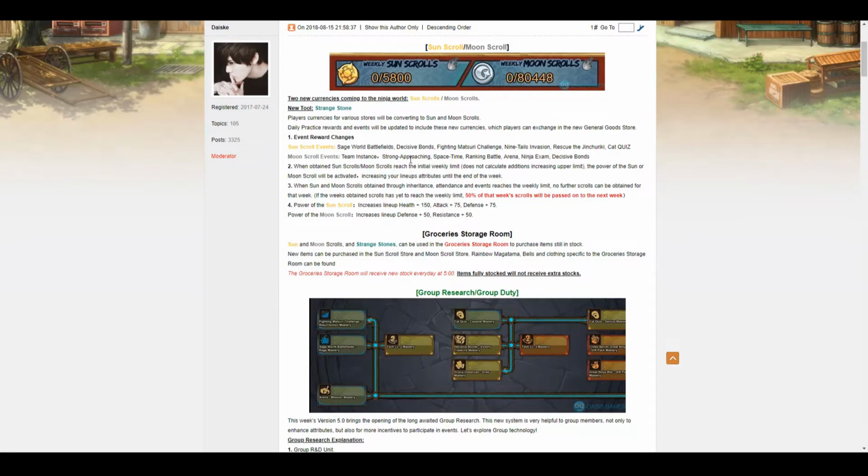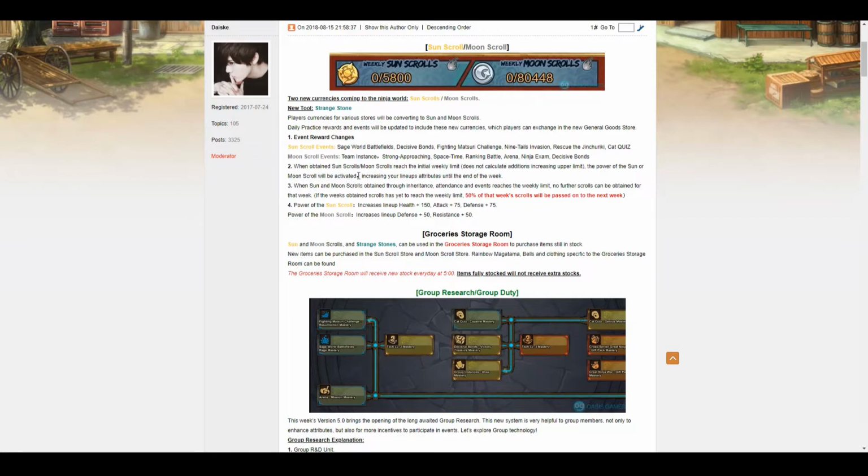For number one, event changes. Event reward changes: Sun Scroll events are Sage World Battlefield, Decisive Bond, Fighting Matsuri Challenge, the Nine Tails Invasion, Rescue the Jinchuriki, and Cat Quiz. Oh, excellent! Moon Scroll events will have team instances, strong approaching, space-time, ranking battles, arena, ninja exams, and decisive bonds.